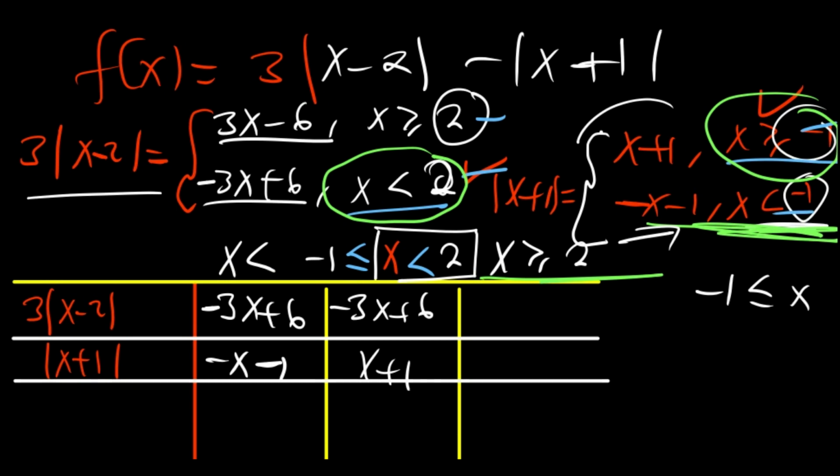I'll go to the last one. I'm interested in 2. So for the first one, which one is telling me that x is greater than or equal to 2? Is the first one, which is 3x minus 6. The second one, which one is including 2? When I say x is greater than or equal to 2, meaning it's the first one.